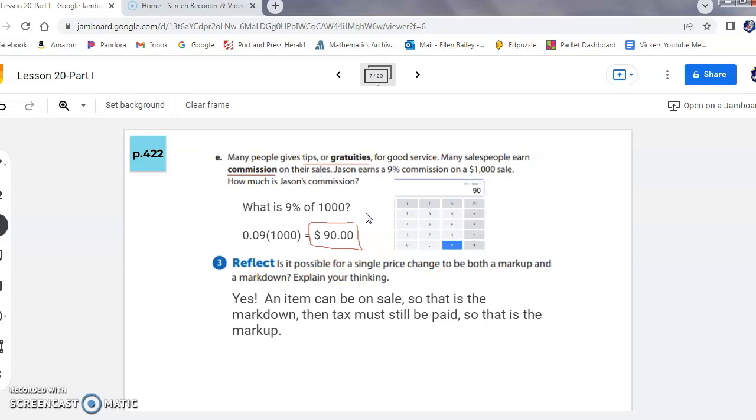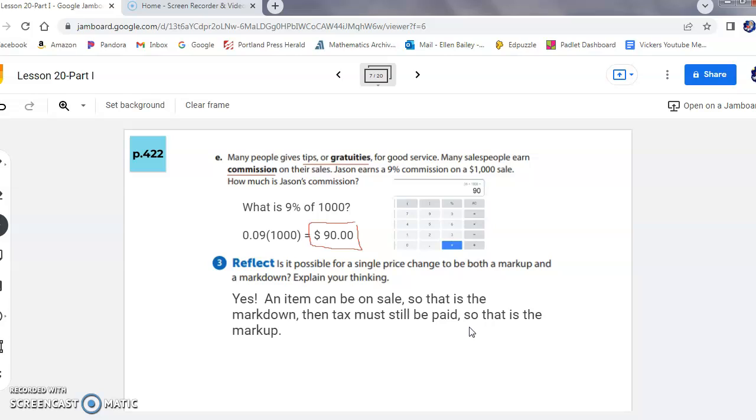Oh yeah, right, percents are out of 100. So 9% of 100 would be 9. 100 times 10 gives me 1,000, so I could just take the 9 times 10 and immediately get to 90. I'm hoping some of you are able to think that through in your head, because if you have something simple like that, you don't even need a calculator to figure that out.